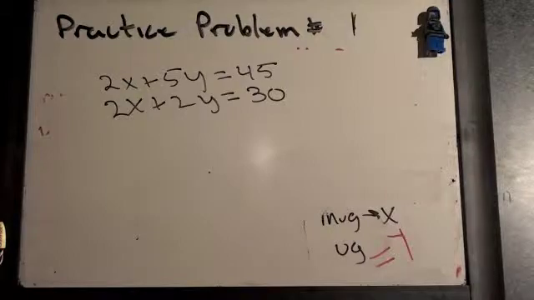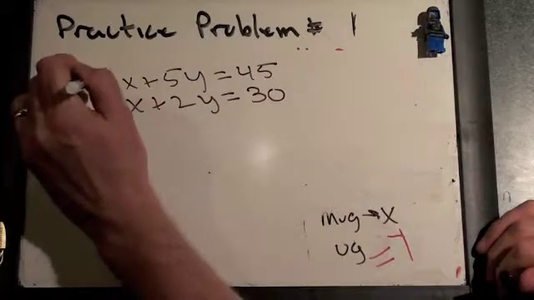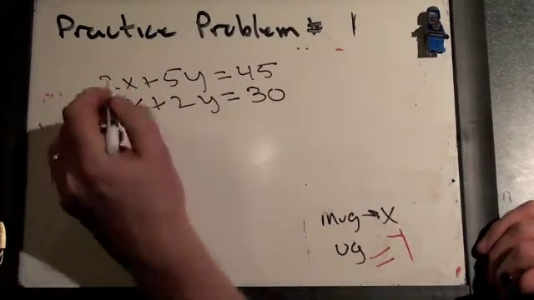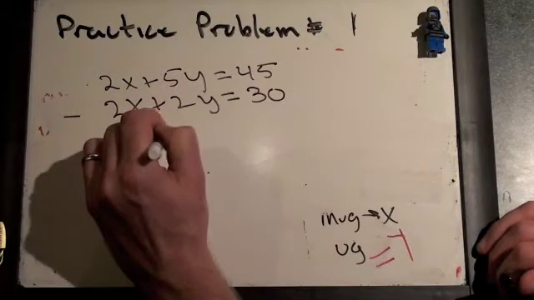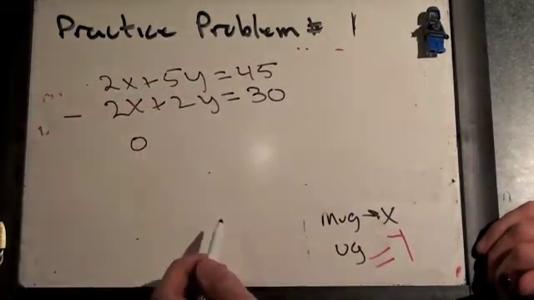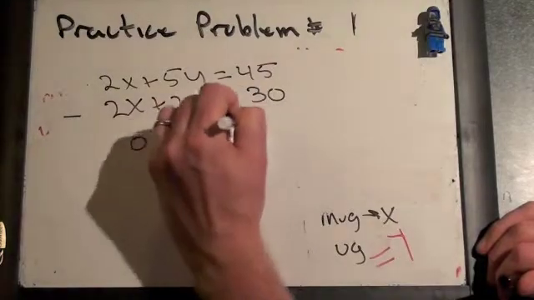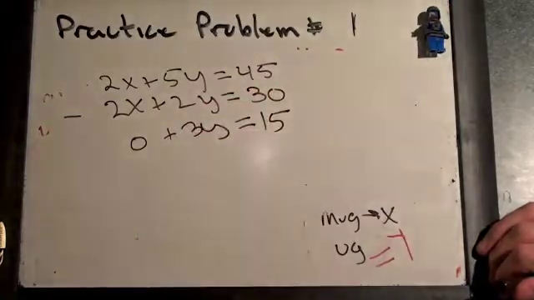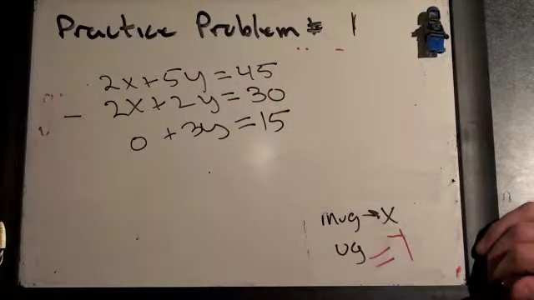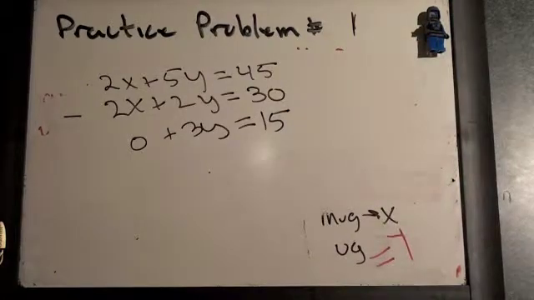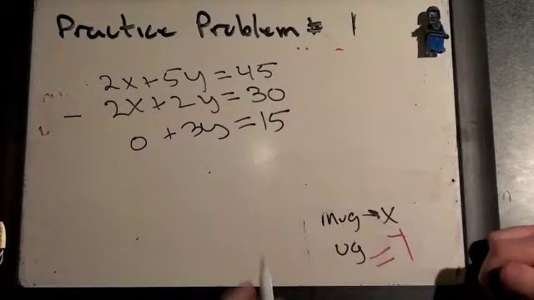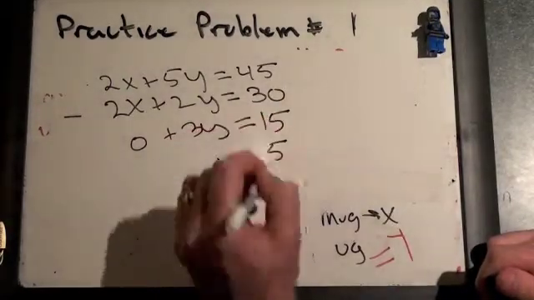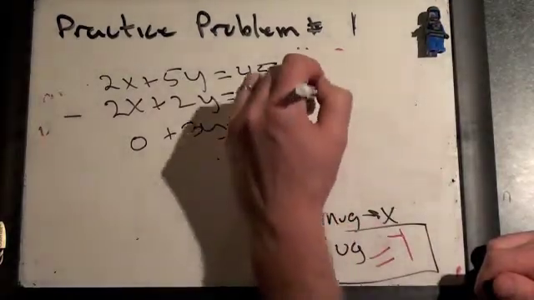Okay, let's see what happens when you subtract. What happens when you subtract 2x minus 2x? 0. Okay, we're going to subtract this bottom equation from the top equation. 2x minus 2x equals 0. 5y minus 2y equals 3y. And what's 45 minus 30? 15. So we know that 3y equals 15. What does y equal? y equals 5. And the y's were the uggs, so we know we have 5 uggs.